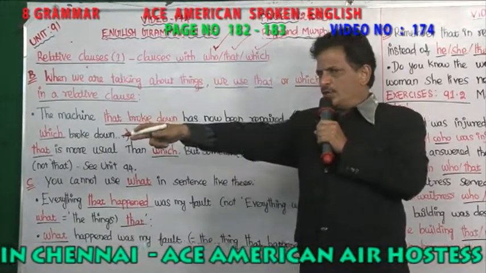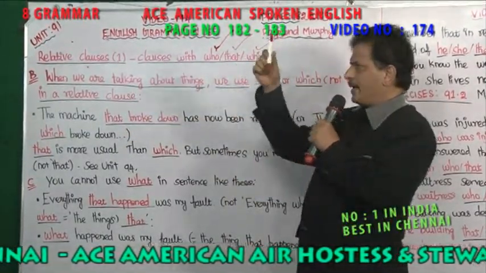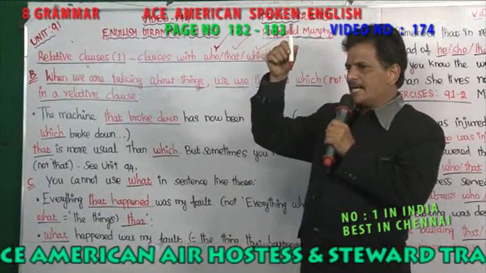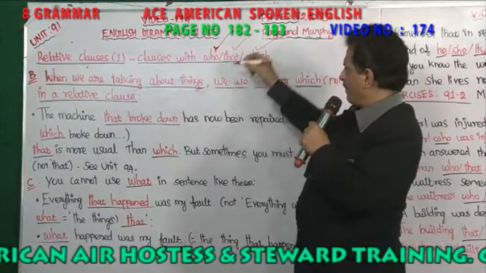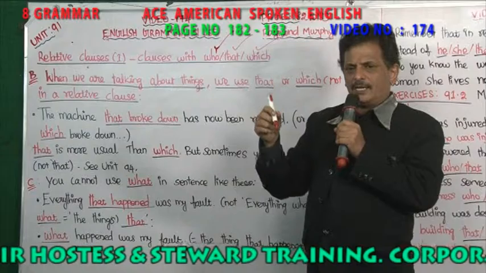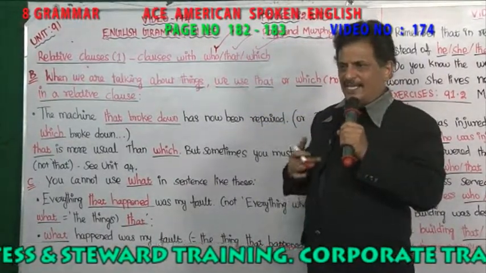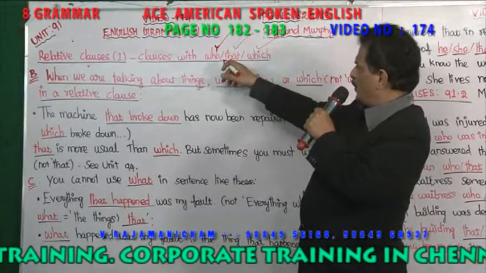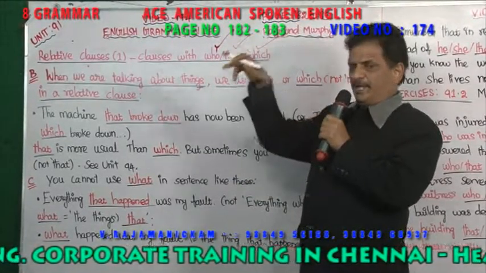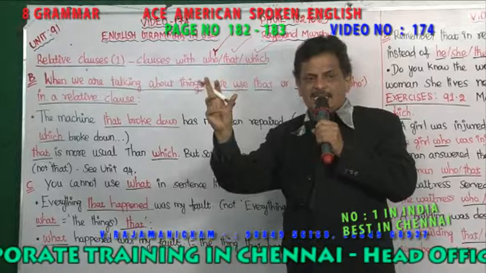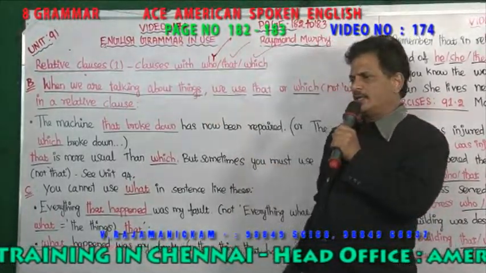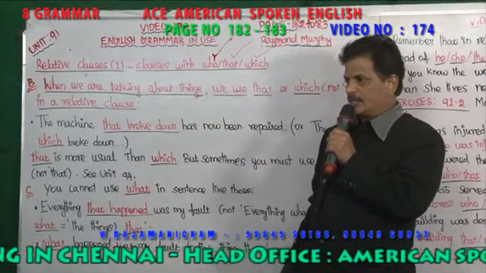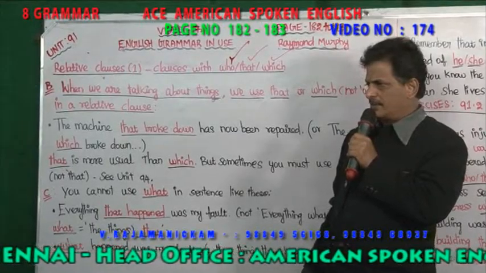The boy who is sitting here is a doctor. The pen that is made in America is a golden pen. The shirt which I am wearing is from Dubai. So who, that, which, in between the sentence, explaining something about the nouns, is called a relative clause, right?